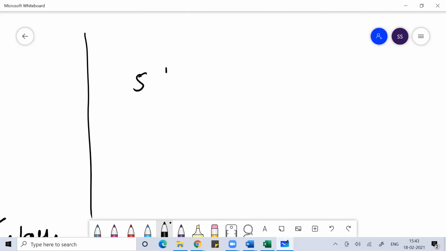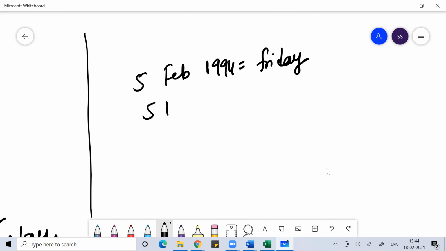Suppose my birthday is on 5th February. If I ask you 5th February 1984, and I say it is Friday, then if I ask you 5th March 1984, which day will it be? See, the first thing you have to understand, one thing, guys, is the concept of leap year.